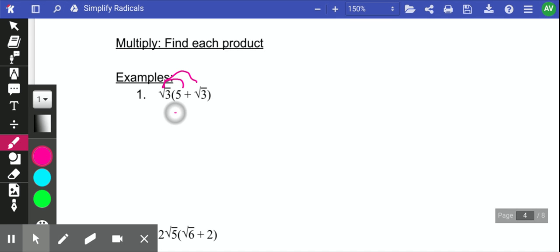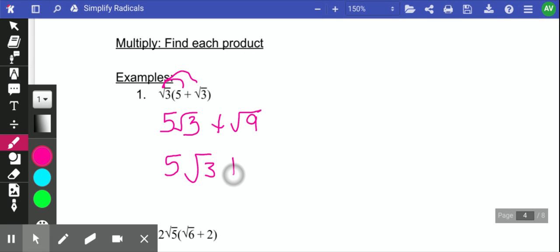So the first one is going to be 5 root 3, because there's no number in front to multiply with the 5, just a 1. And the 5 doesn't have anything to multiply for the radical 3, so it just stays like that, 5 radical 3. But then in the second part, I'm going to have a plus because there's a plus sign there. Radical 3 times radical 3 is radical 9. So this actually becomes 5 root 3 plus 3. And that's my answer.